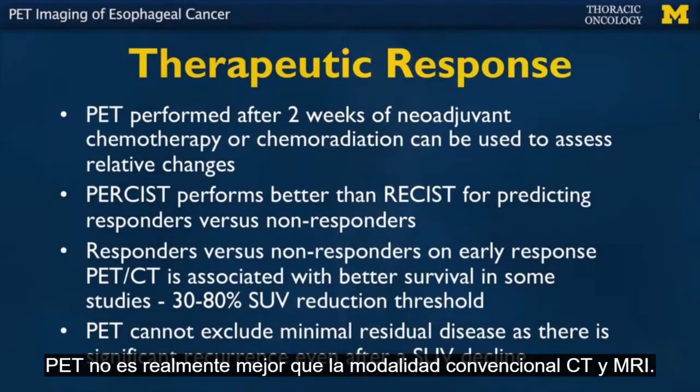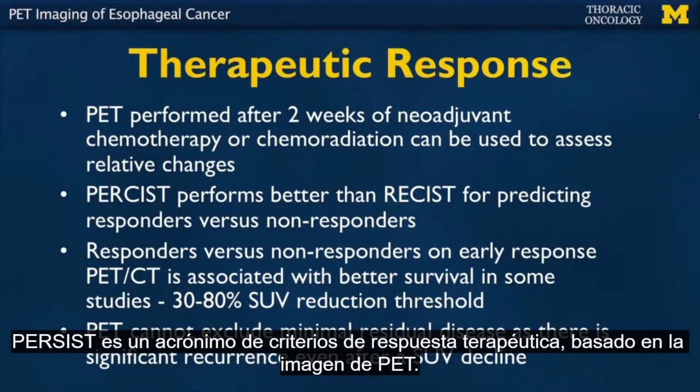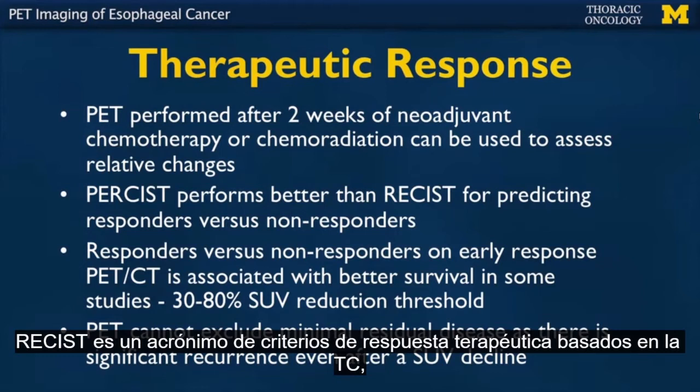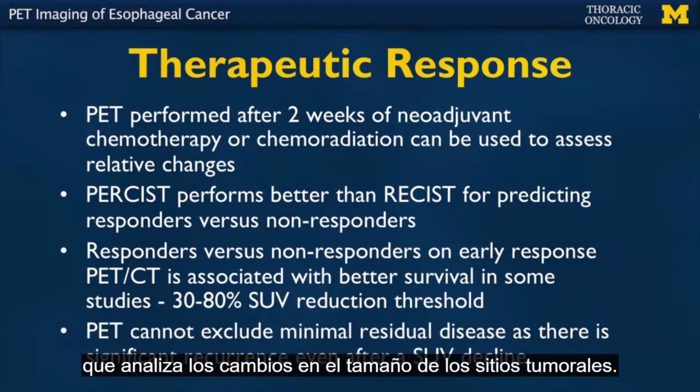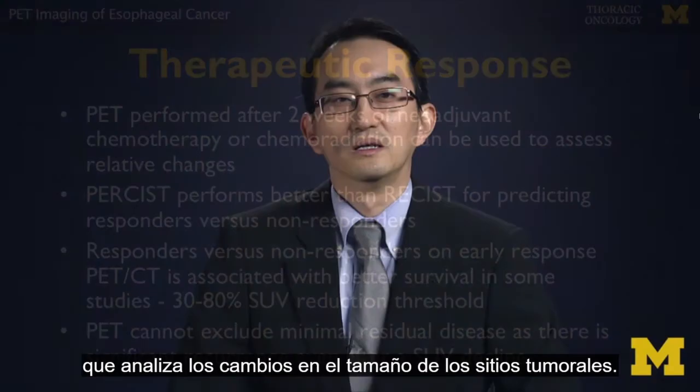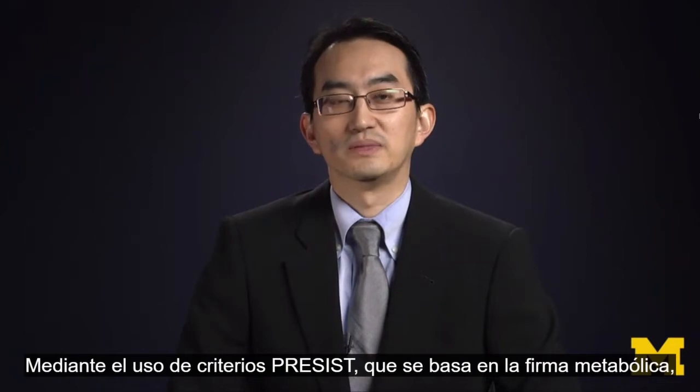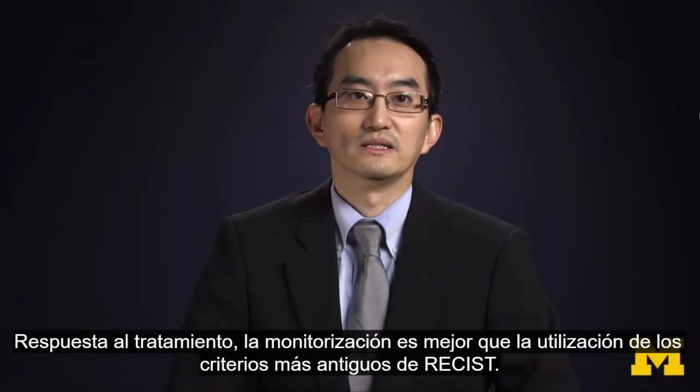PERSIST is an acronym for Therapeutic Response Criteria based on PET imaging. RECIST is an acronym for Therapeutic Response Criteria based on CT, which looks at changes in size of tumor sites. By using PERSIST criteria, which is based on the metabolic signature, which is the FDG uptake in tumor and the changes after treatment, treatment response monitoring is better than using the older RECIST criteria.